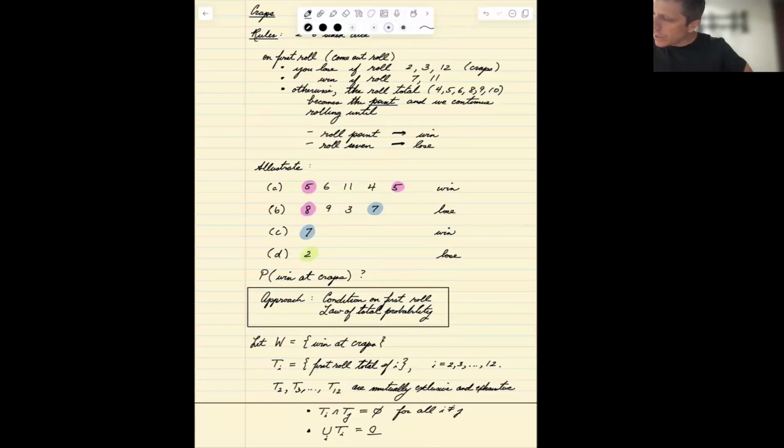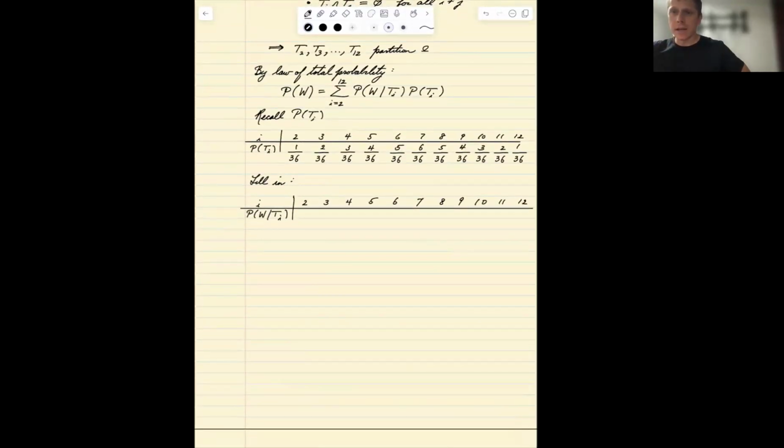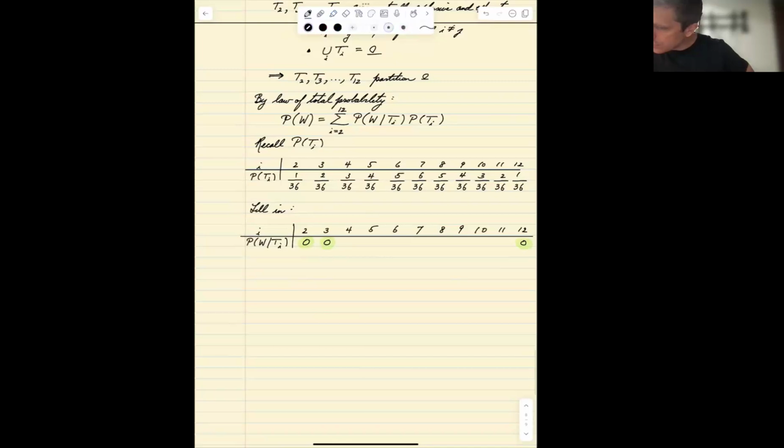We first know that we lose if we roll craps on the first roll. So color this green. So 2, 3, or 12 is craps. That means in the event T2, T3, or T12, we lose right away. So the probability we win given those is 0, of course. Similarly, we know that if we roll 7 or 11 on the first roll, we win right away. So those are easy. We win with probability 1 on 7 or 11.